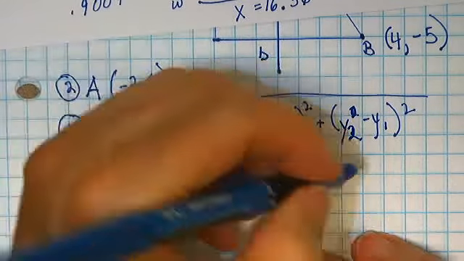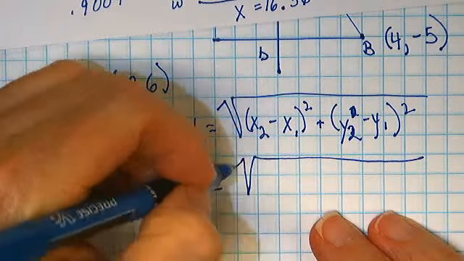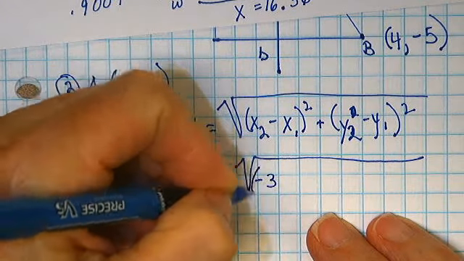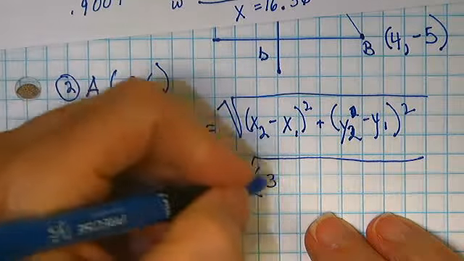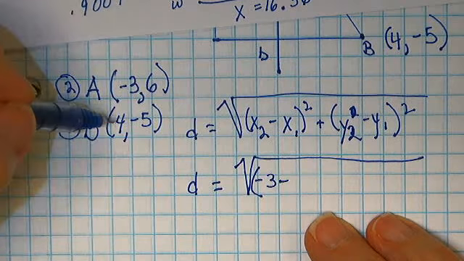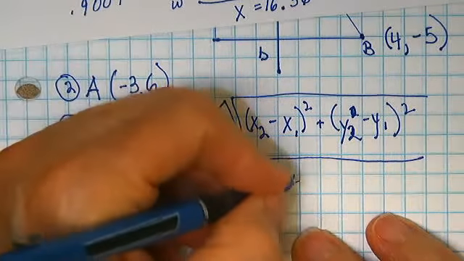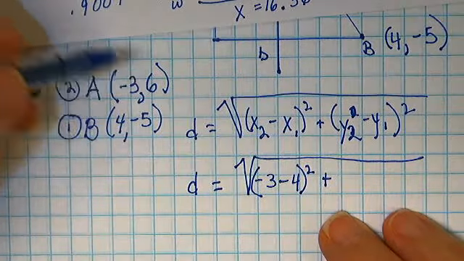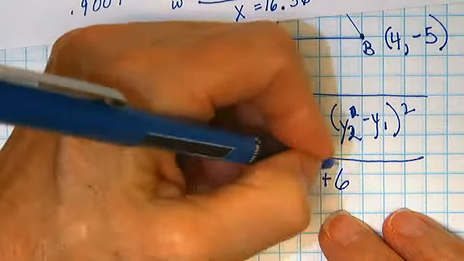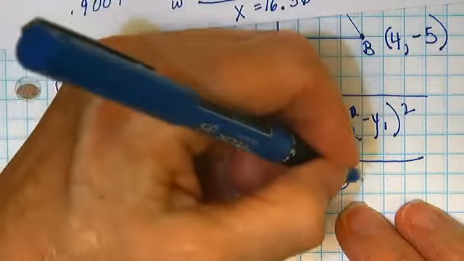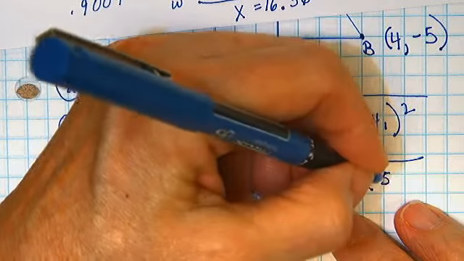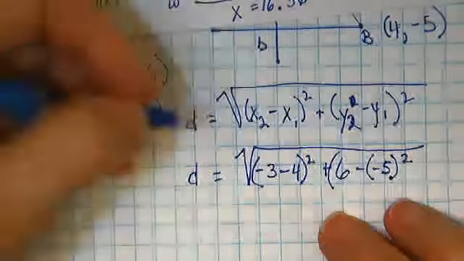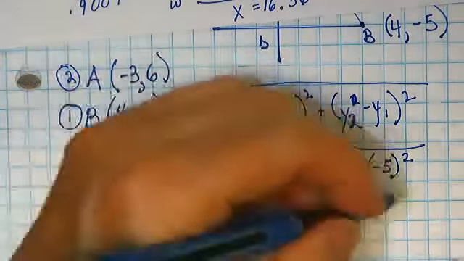D is equal to the square root of (x2, -3, minus x1) squared plus (y2, which is 6, minus negative 5) squared. I hope some of this is looking familiar.